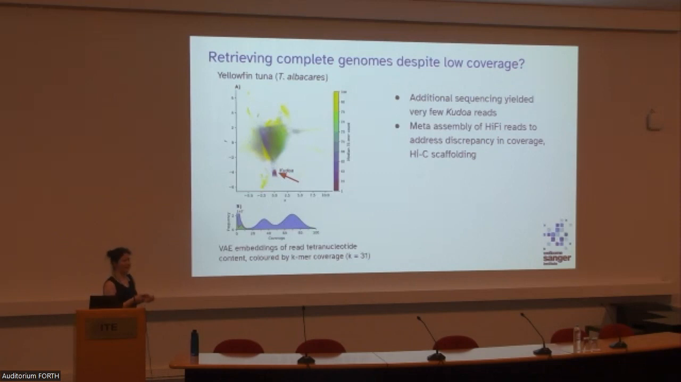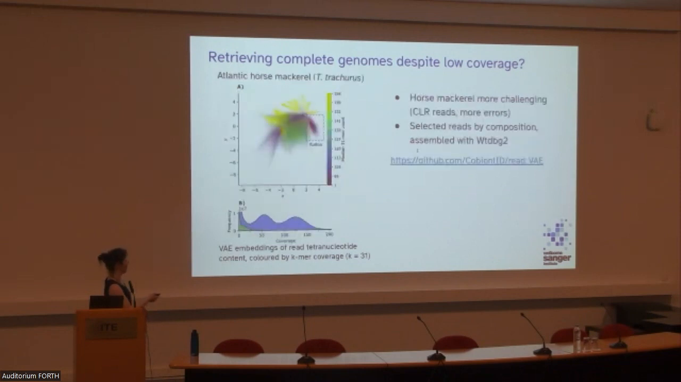So this is somewhat of a problem because the assembler might be prone to attempting to get rid of these sequences and it might not get the whole genome out. We tried to do more sequencing. We ended up with a bunch more fish reads mostly. But fortunately, in this case, because these were HiFi reads, a simple meta assembler actually did a good job of assembling this, and I was able to scaffold it.